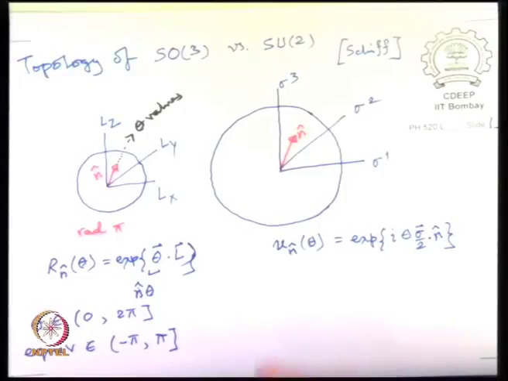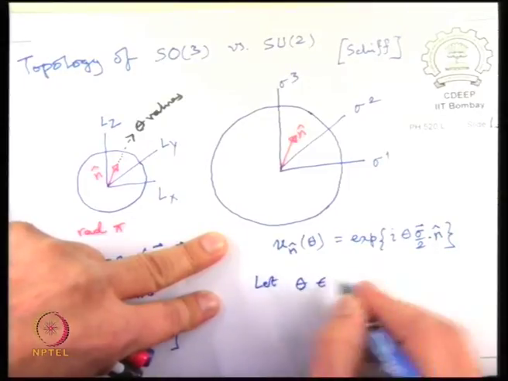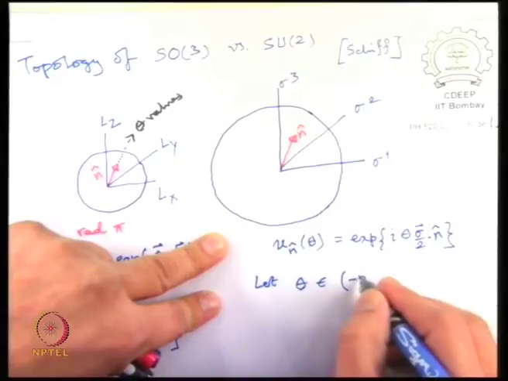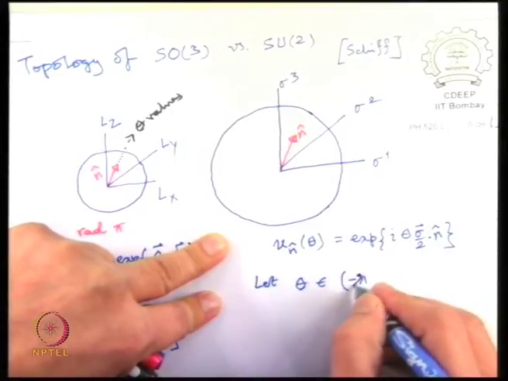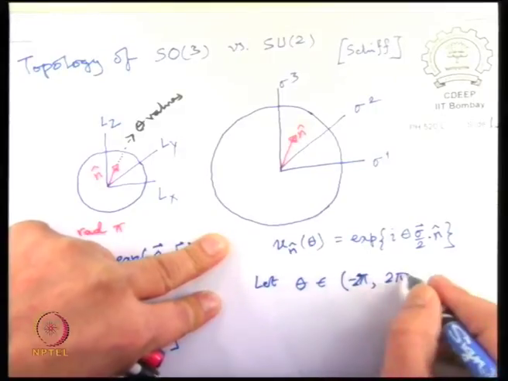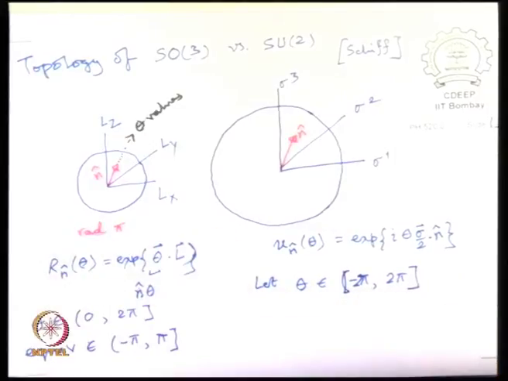So we let theta belong to minus 2 pi to 2 pi, and actually it does not matter. So, we just put minus 2 pi to plus 2 pi, including the outer surface of this sphere.